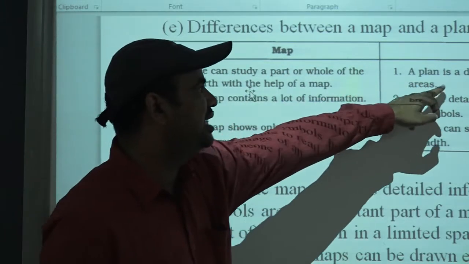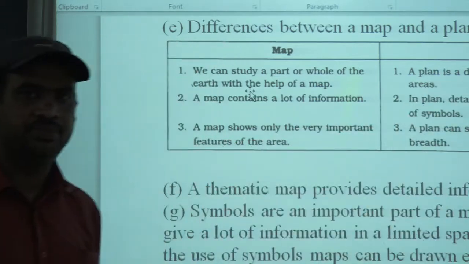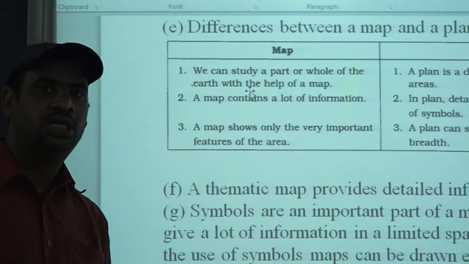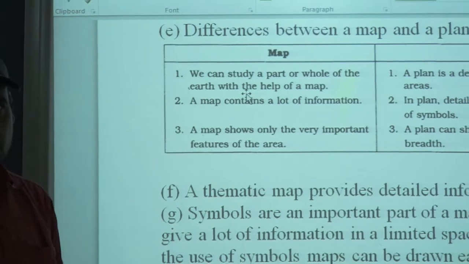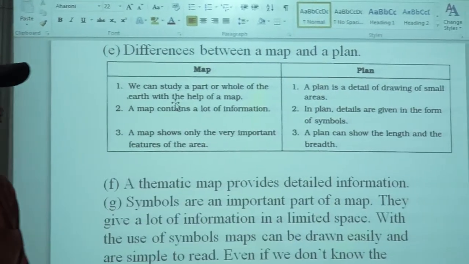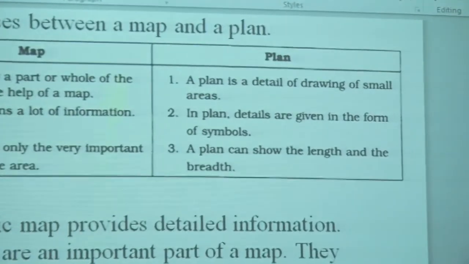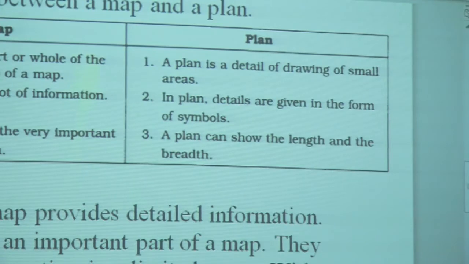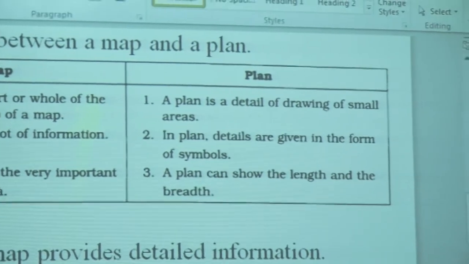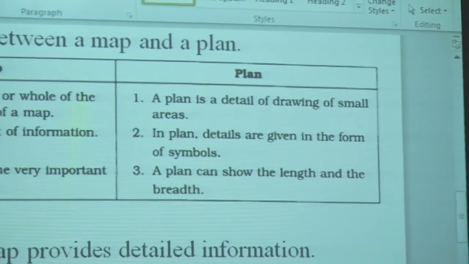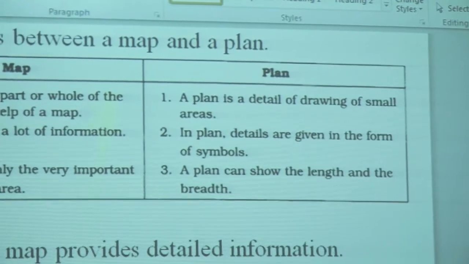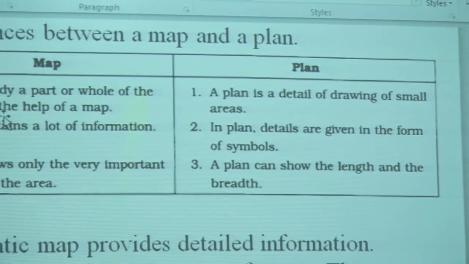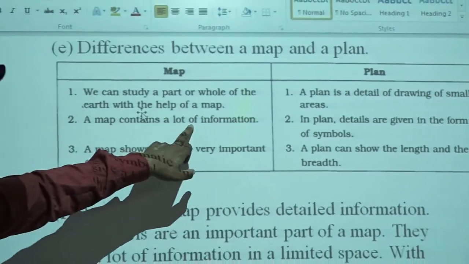And a plan is a detailed drawing of a small area. For example, if you are building a house, there will be a plan of your house. What will be the size of the bedroom? What will be the size of the drawing hall? So this is a detailed drawing where the measurement is also important. Like the size of the places is also important in a plan. A map contains a lot of information.